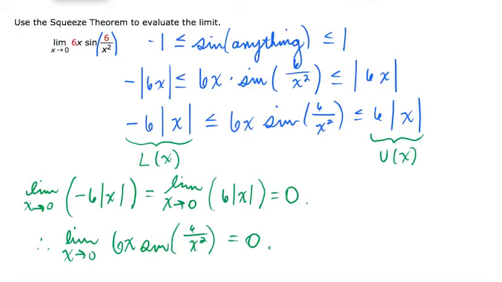Alright, in this problem we want to find the limit as x approaches 0 of 6x times sine of 6 over x squared. Now the real key here is to focus on the right part. So you want to not focus on the argument of the sine, that is the 6 over x squared, because sine of anything is between negative 1 and 1. So that's a good place to start. It doesn't matter what's inside, the sine of anything is always between negative 1 and 1.